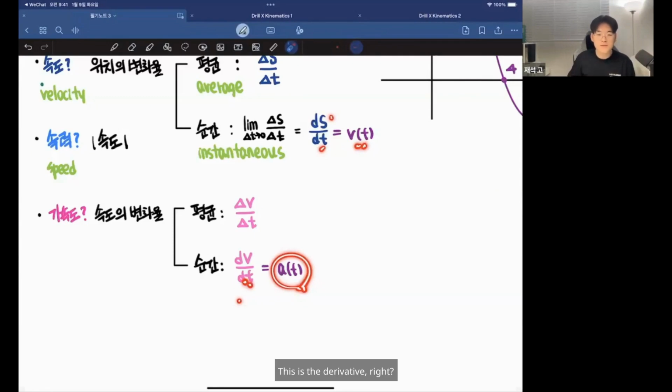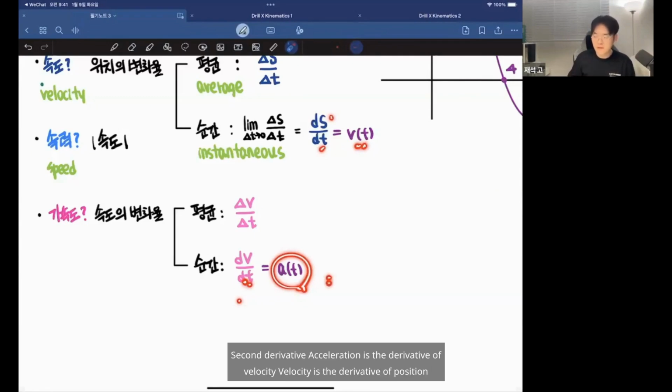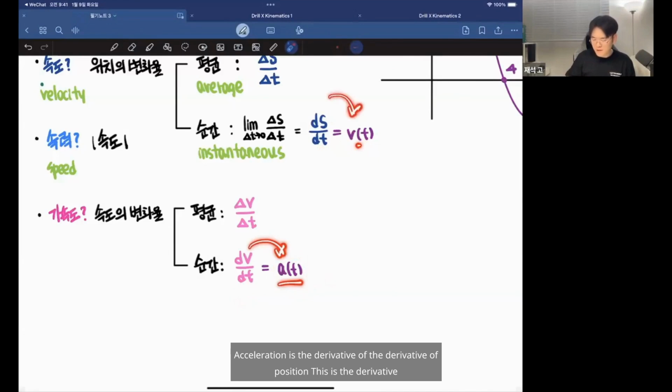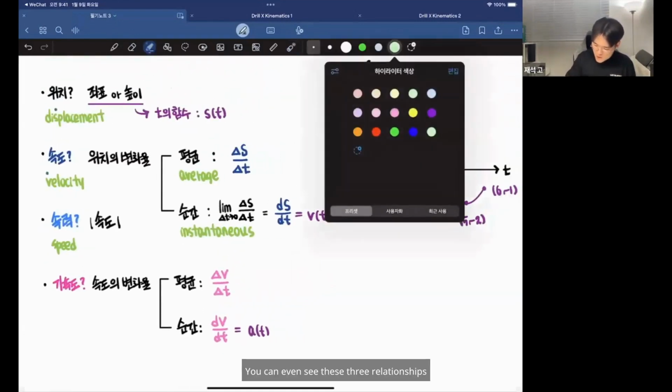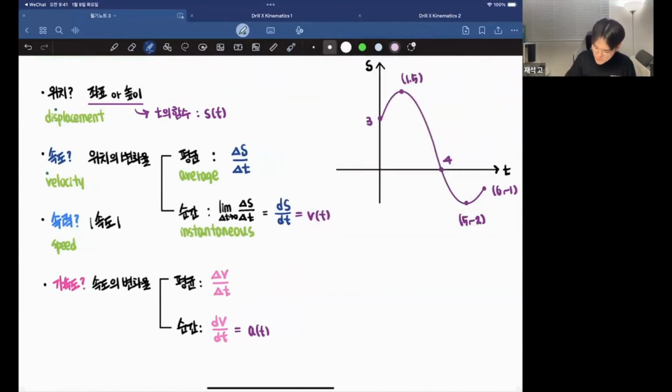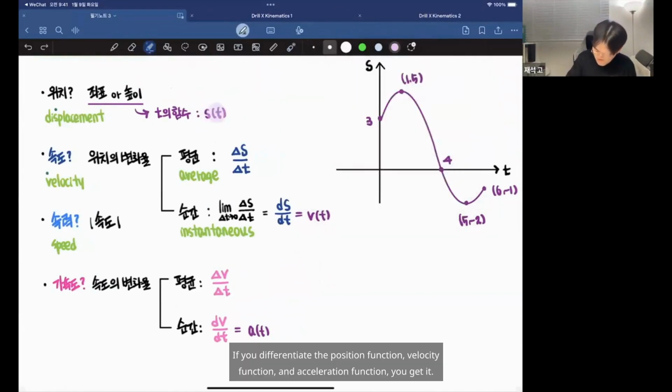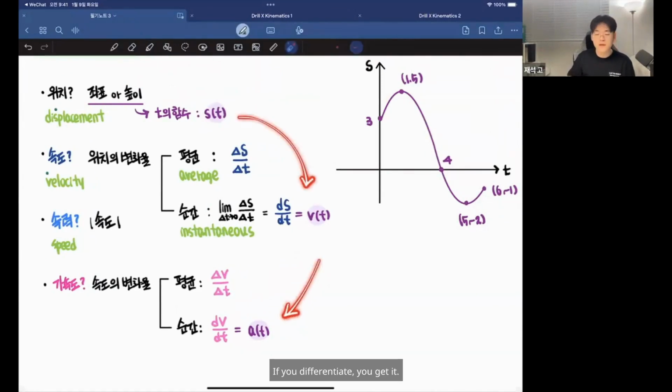This is the derivative, right? Second derivative. Acceleration is the derivative of velocity. Velocity is the derivative of position. Acceleration is the second derivative of position. You can even see these three relationships. If you differentiate the position function, velocity function, and acceleration function, you get it.